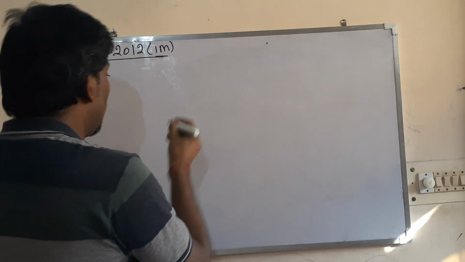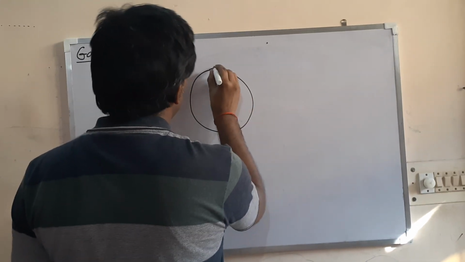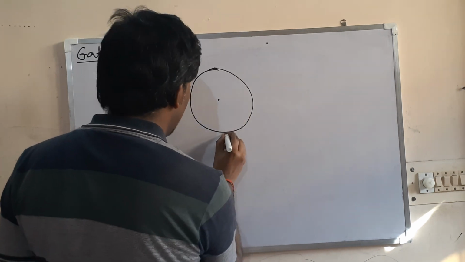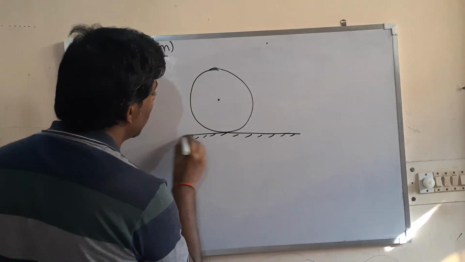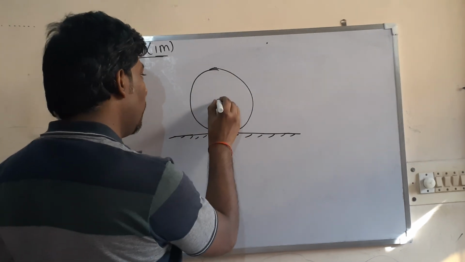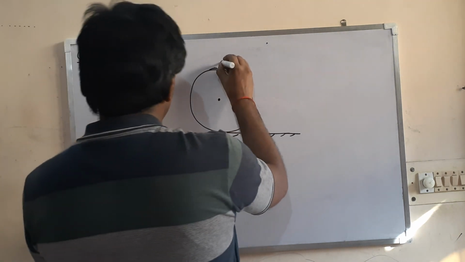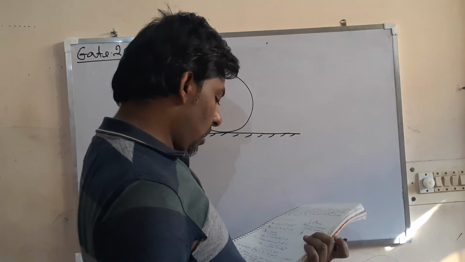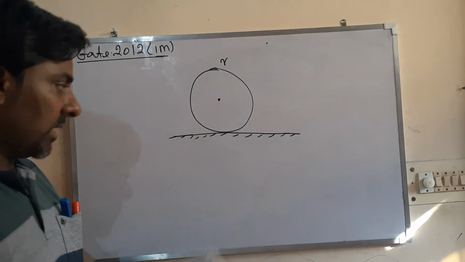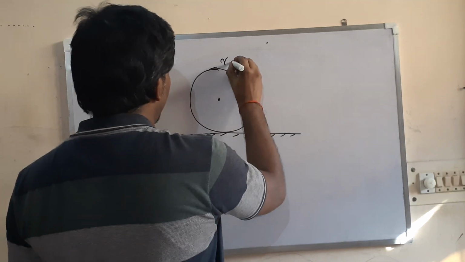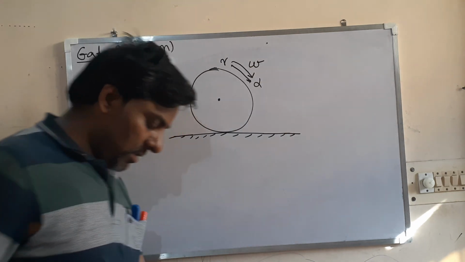There is a solid disk. This is the center. This solid disk is moving on a plane. A solid disk of radius small r rolls without slipping on a horizontal plane with an angular velocity omega and angular acceleration alpha. So its angular velocity is omega and angular acceleration is alpha.